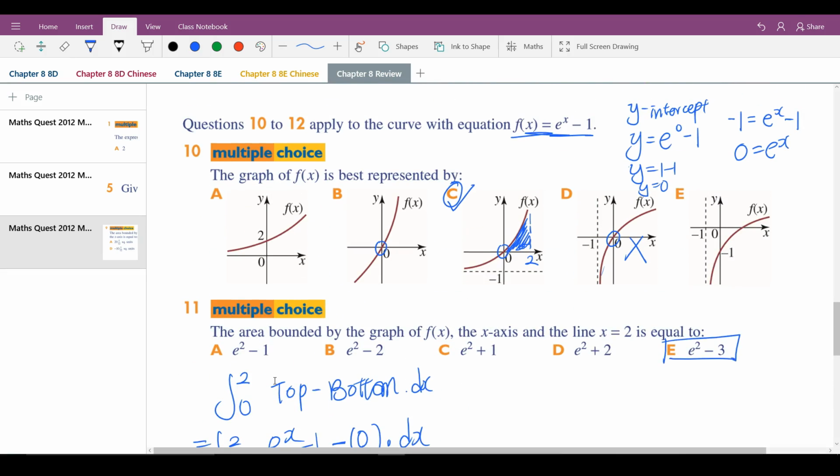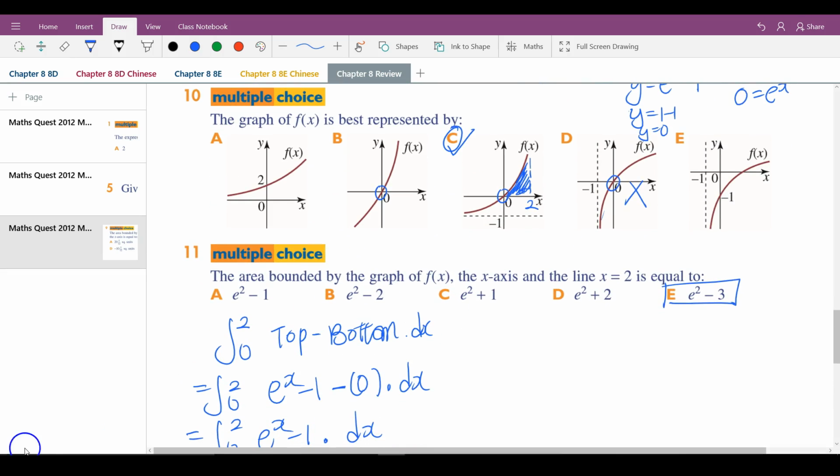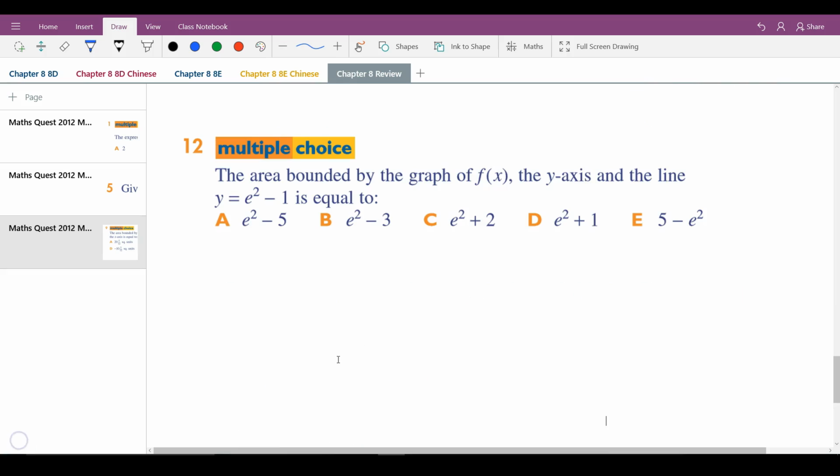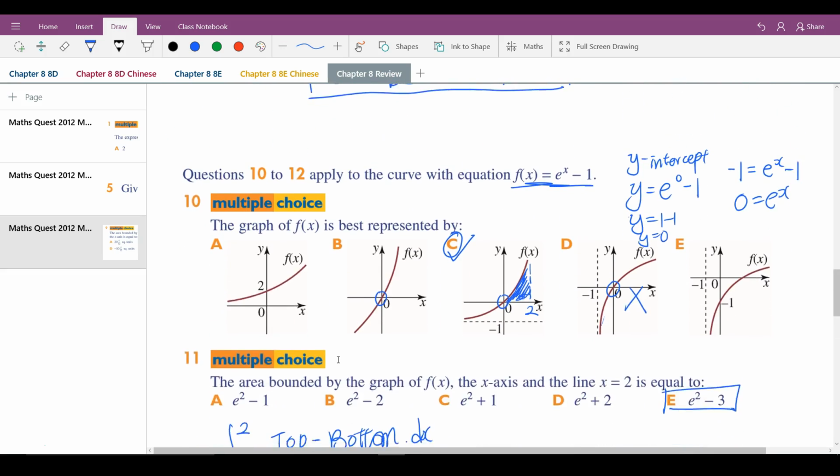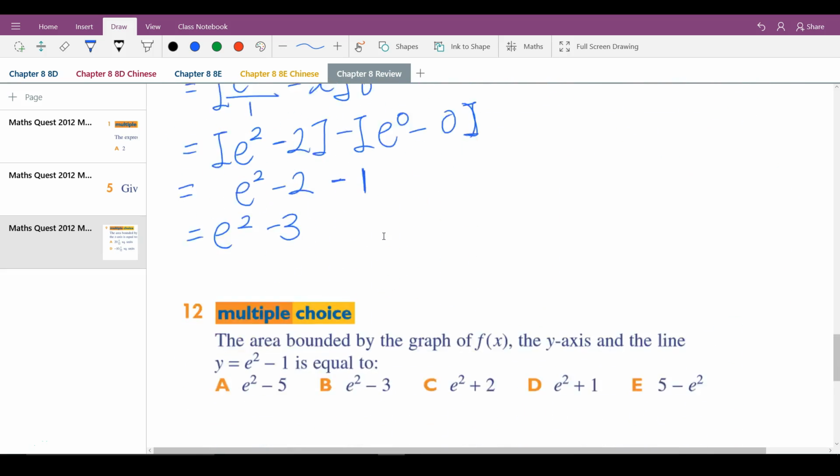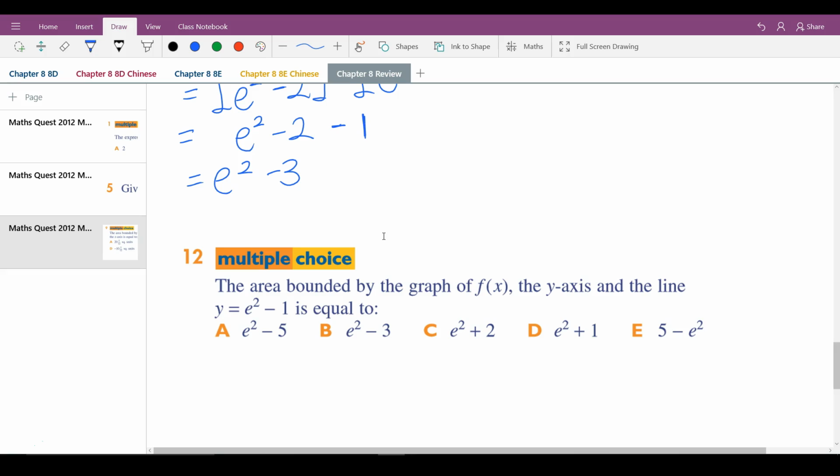Alright, so that's question 10 and 11. Let me copy down 12 as well. Question 12. Remember, it's still related to that particular function, e^x minus 1. The area bounded by the graph of f of x.